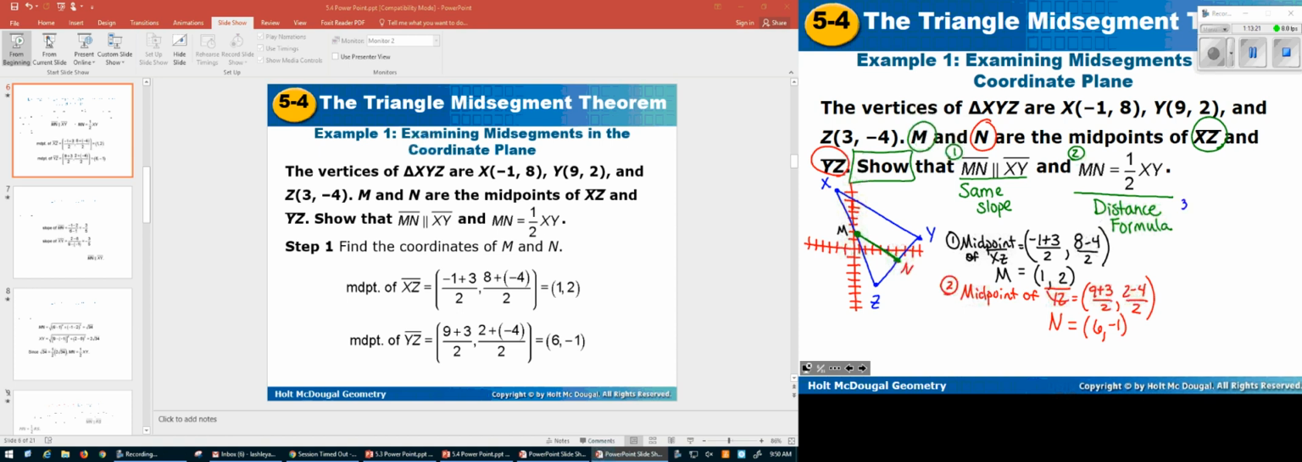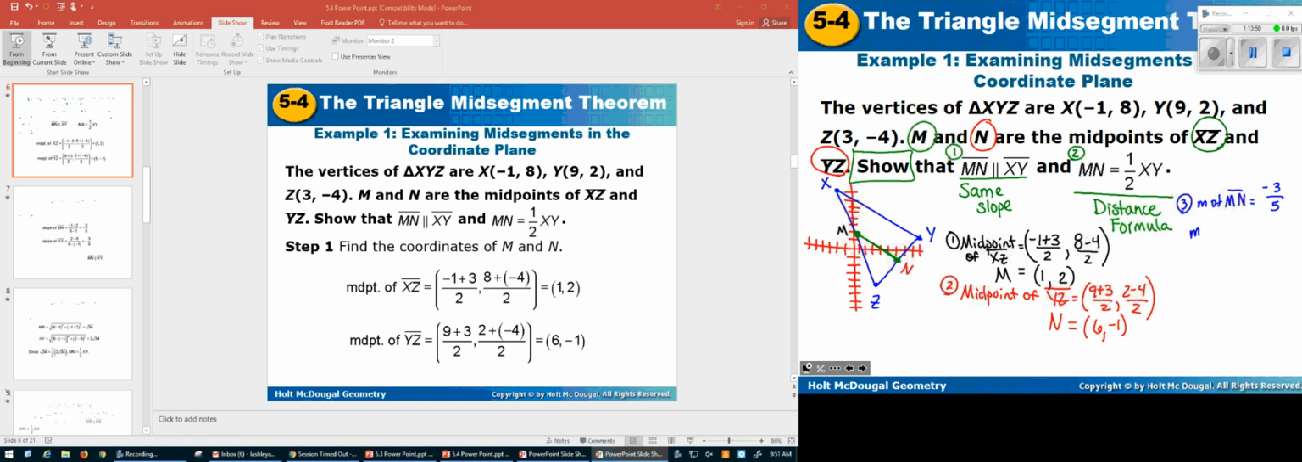So the third thing we're going to do is prove that MN is parallel to XY, so we need to find the slope of MN. And since it's on the graph, you can just count your rise over your run. So what is the rise and the run from M to N? -3/5. Everybody agree? So the slope is -3/5 because we went down 3, right 5.